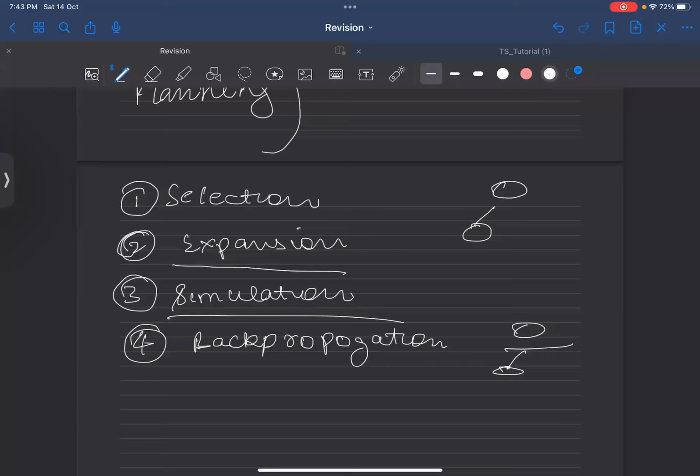Then Monte Carlo simulation is done. And then I'm back propagating, basically updating the value and the visit counts and all. After the search is completed, the action that leads to the higher value is made. This is the overview of MCTS.